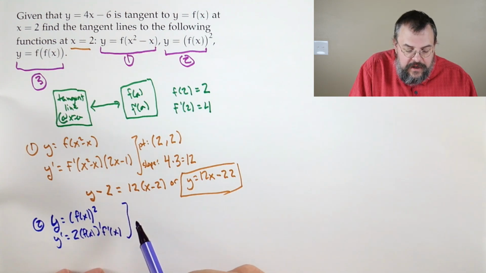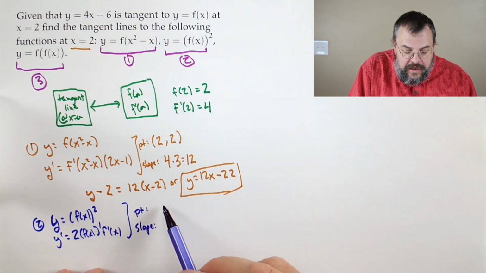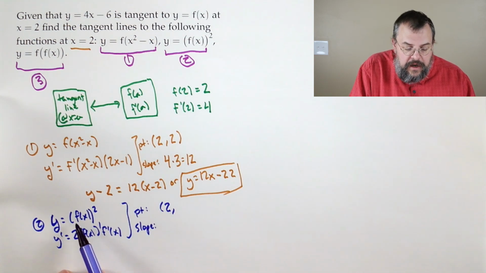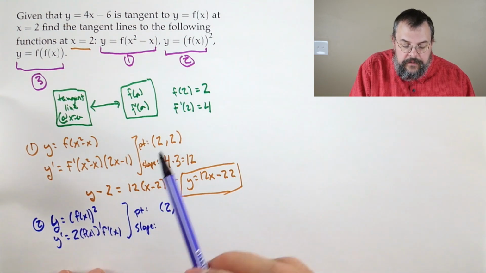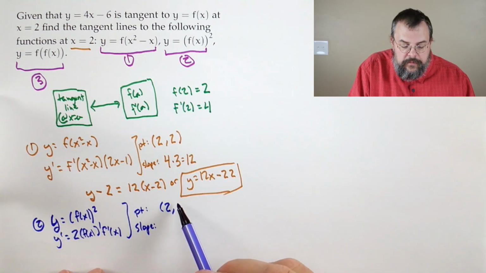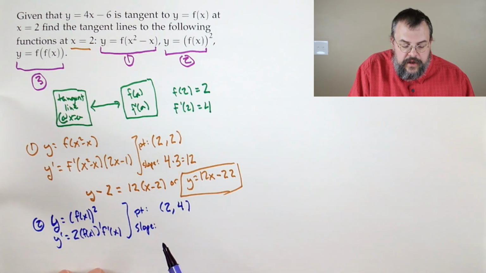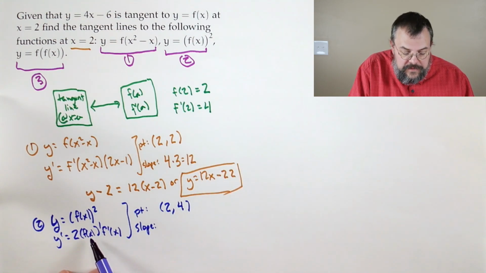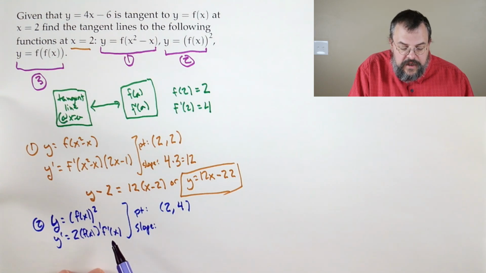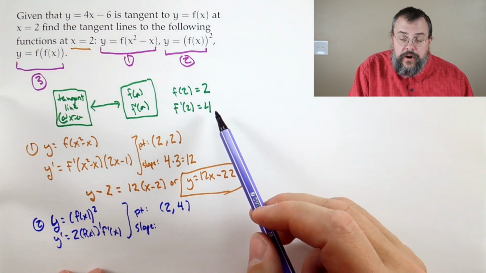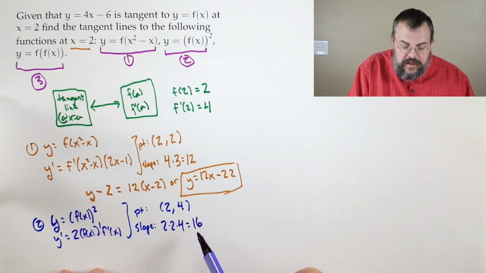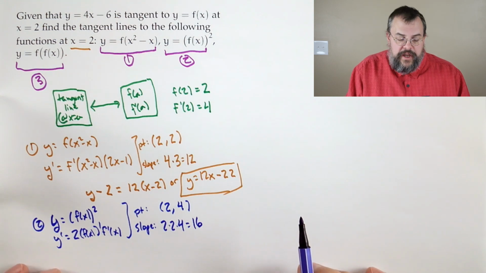Okay, so now let's get our point and our slope. Our point, still x value is 2, plug in 2, f of 2 squared. f of 2 is 2, 2 squared makes our point 4, so (2, 4). What's our slope? Well, slope would be 2 times f of 2 times f prime of 2. So 2 times 2 times 4. So what does that become? Becomes 16. Now we have our pieces in place.